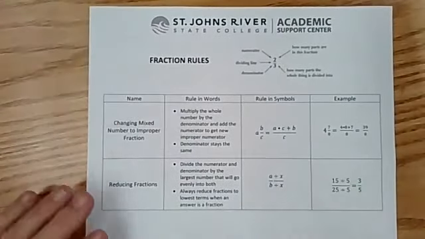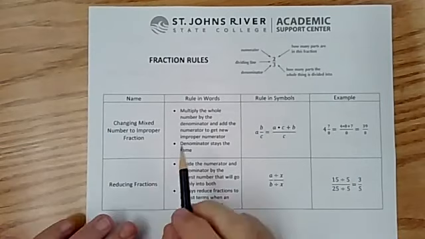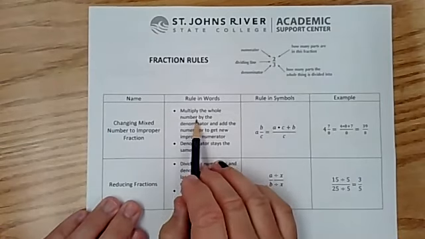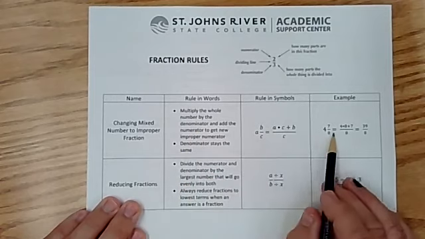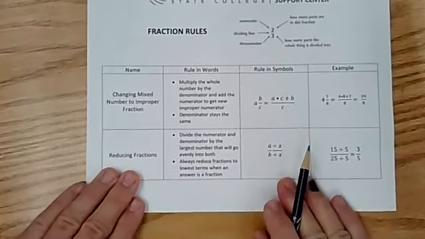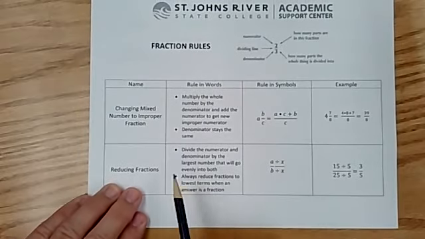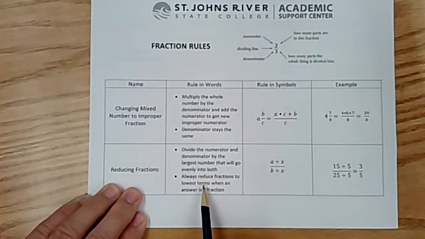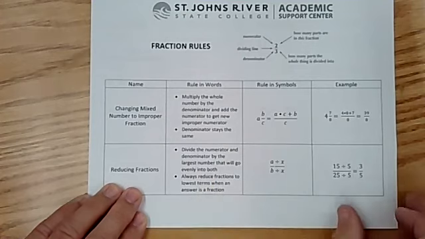To review, when changing a mixed number to an improper fraction, we multiply the whole number by the denominator and add the numerator. The denominator stays the same. To reduce fractions, we divide the numerator and denominator by the largest number that will go evenly into both. Always reduce fractions to the lowest term when an answer is a fraction.